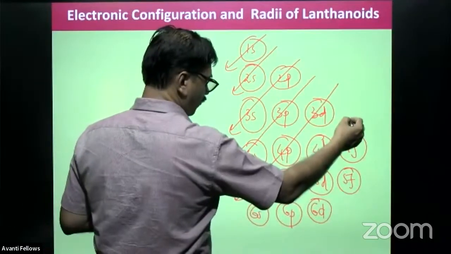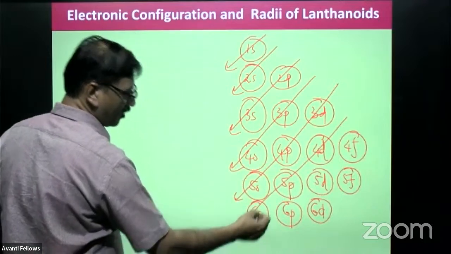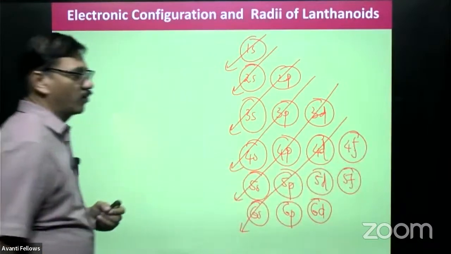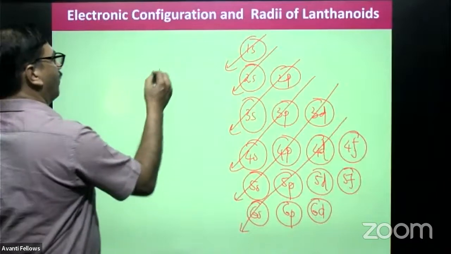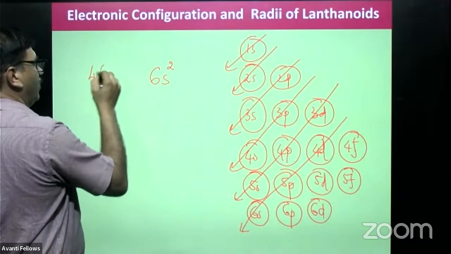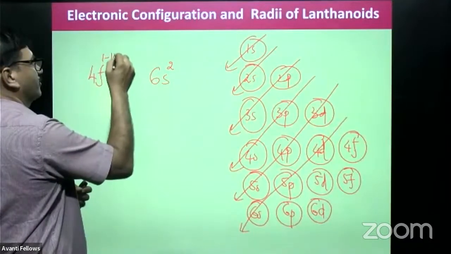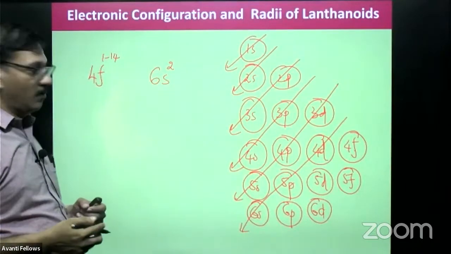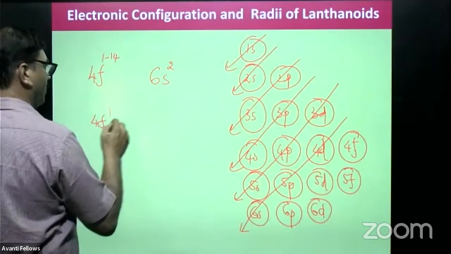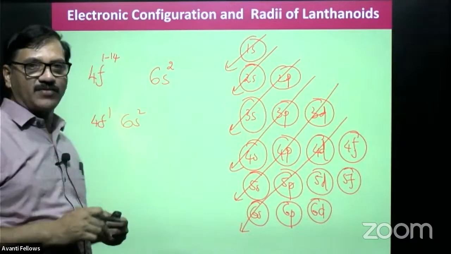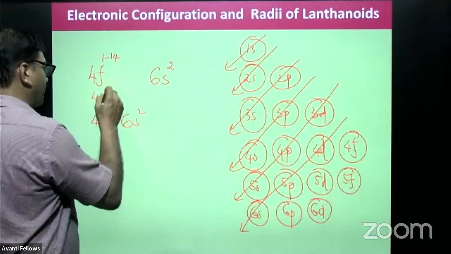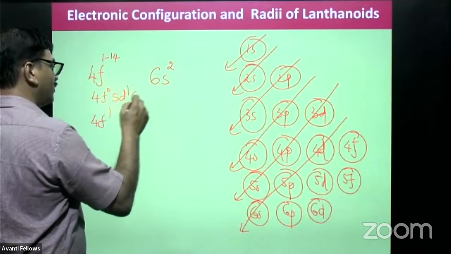Now, after 4d, it is 5p and 6s. After 6s, having 2 electrons, the 4f is to be filled from 1 to 14. But lanthanum should have the configuration 4f1 6s2 according to the Aufbau principle. But strangely it is having 4f0 5d1 6s2.